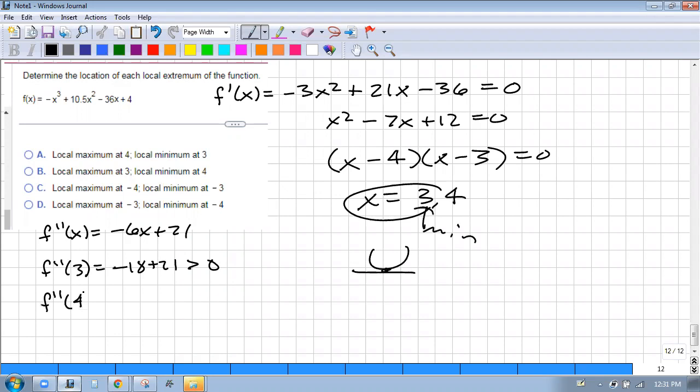Now let's check at 4 here. We'd have negative 24 plus 21, which would be negative. That means it's concave downward. So that means that this thing is a maximum, right? The second derivative test, at the critical numbers, tells you the concavity at that point, so you know which way it's opening. If it's positive, it opens upward, which tells you that it was a minimum.